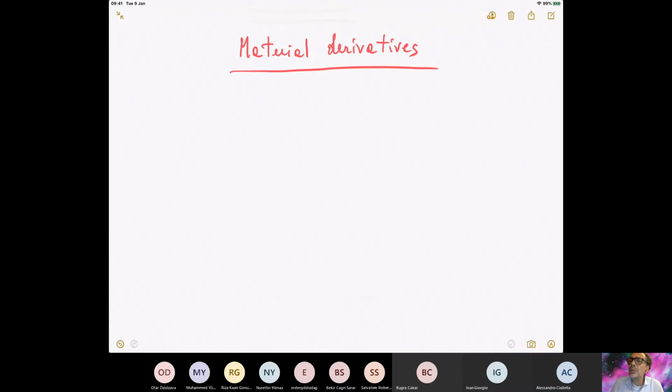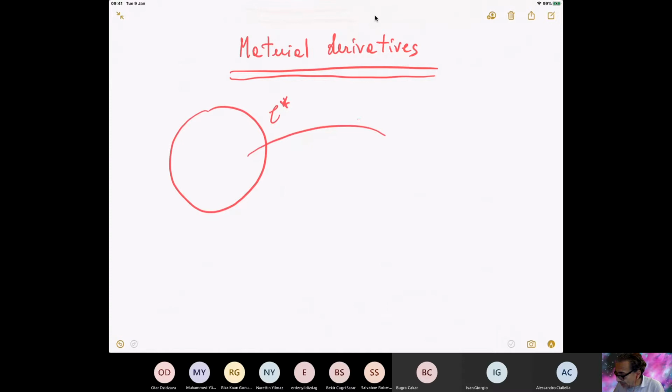Okay. Good morning to everybody. Today we should discuss, for completing our presentation of perfect fluid equations in Eulerian description, we must introduce the concept of material derivatives. And if you don't use the right mathematical framework, this concept can become very obscure.